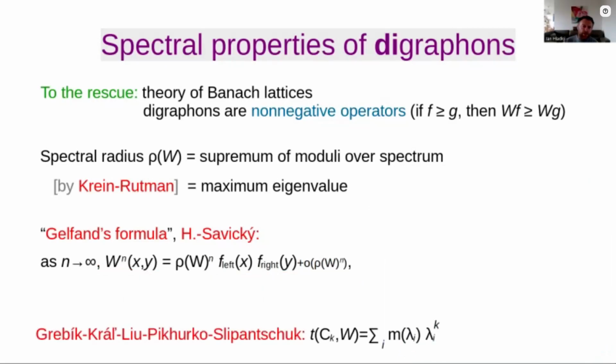And let me say that we were quite surprised that there was very little known about spectral properties of digraphons. So actually, roughly at the same time as we were putting this on arXiv, Grebík, Grzesik, Liu, Pikhurko, and Slipantschuk posted another paper on the arXiv, which dealt with spectral properties of digraphons. Their results go in a different direction. I would say that the most important result of theirs is that they were able to obtain a spectral formula for the density of an oriented k-cycle in a digraphon. Okay, and it's sort of the same formula as in the undirected case. In the symmetric case, what enters the picture is this m(lambda_i), what's called algebraic multiplicity. Recall that in the spectral theory of non-symmetric matrices, the notion of multiplicity is more complicated, and there is what's called algebraic and geometric multiplicity.